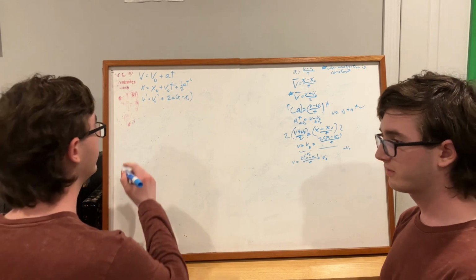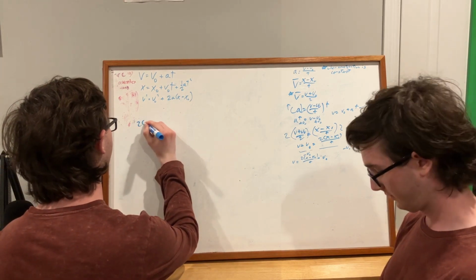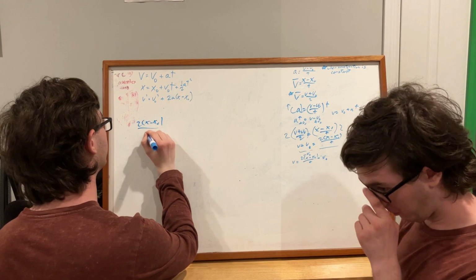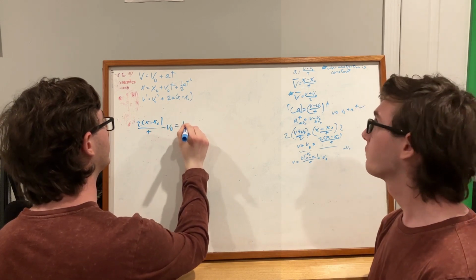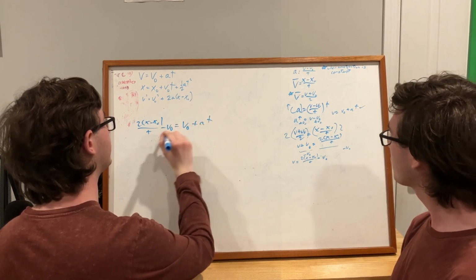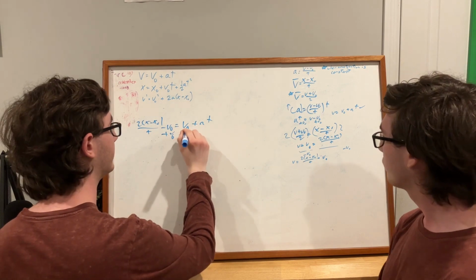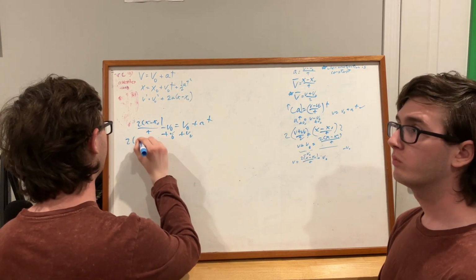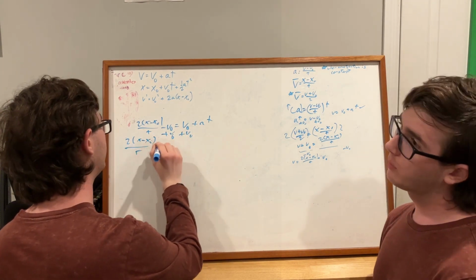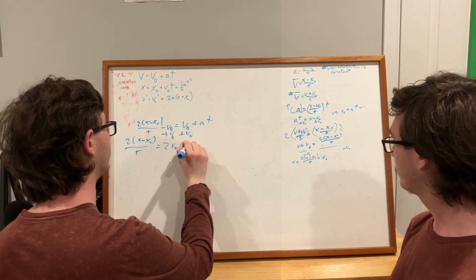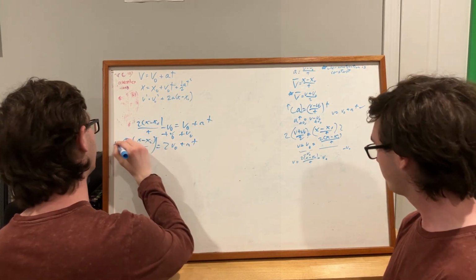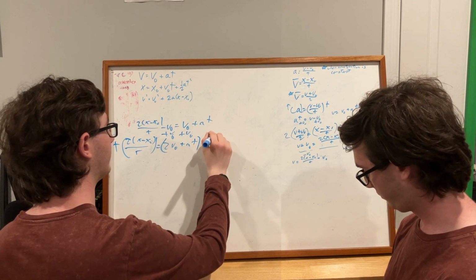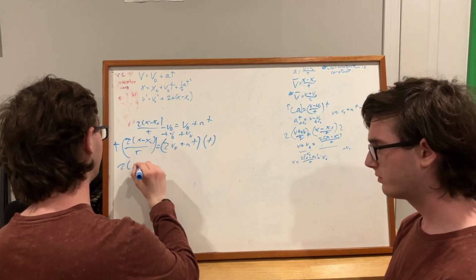Alright, so we just put that right in. So 2 times x minus x sub 0 over t minus v sub 0 is equal to v sub 0 plus at. Can add v sub 0 to both sides. And we get 2 times x minus x sub 0 over t is equal to 2v sub 0 plus at. Multiply both sides by t. Don't forget to distribute. It's very important to distribute.